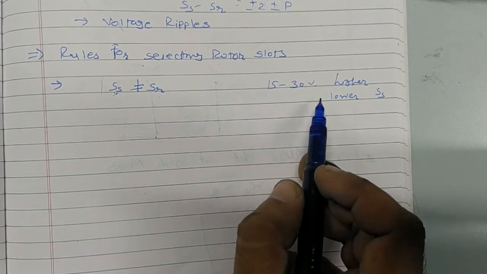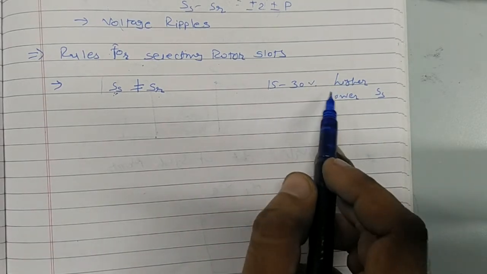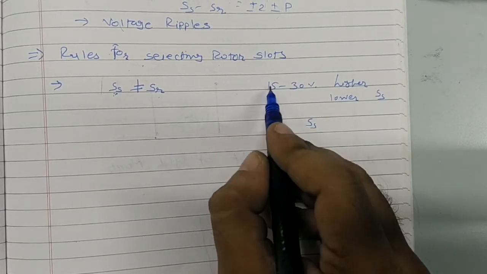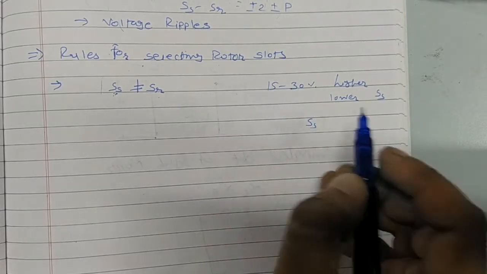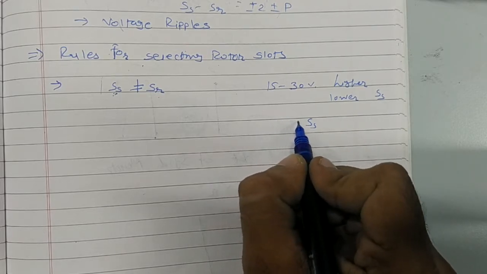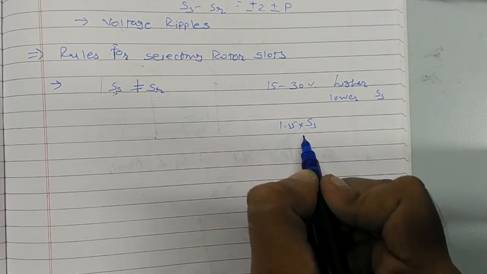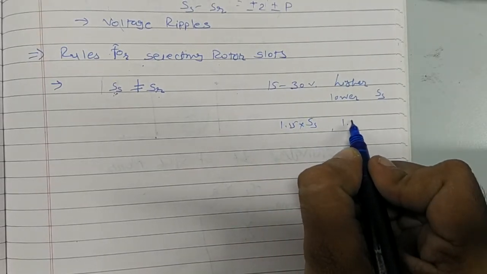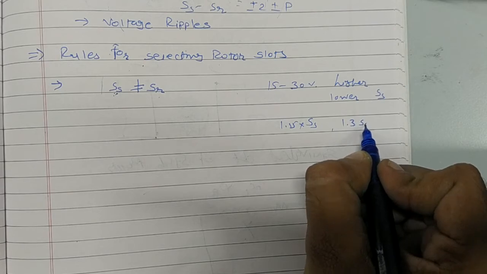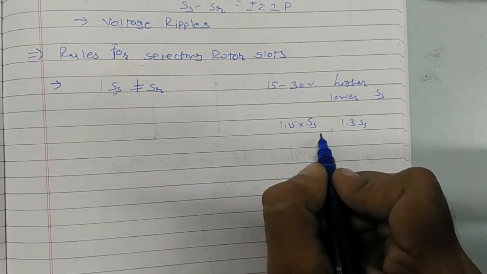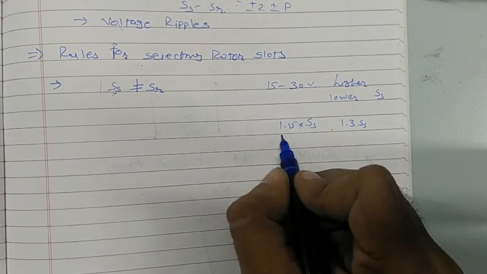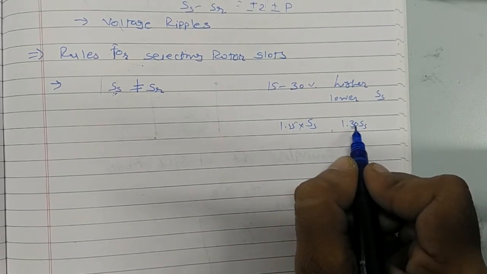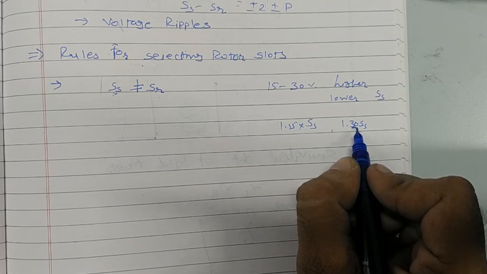So how do I calculate 15 to 30% higher or lower? Suppose I have a number of stator slots, then 15% higher means I have to multiply it by 1.15 times. Or 30% higher means I have to multiply it by 1.3 times SS. So any number I can take between 1.15 and 1.30 times SS, because this is 30% extra, or 30% higher.